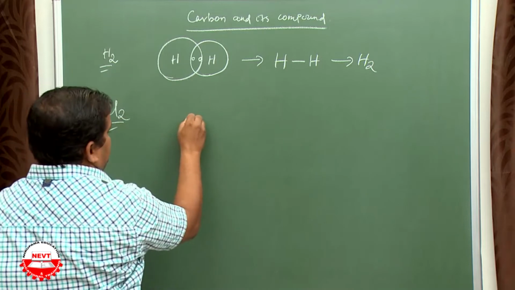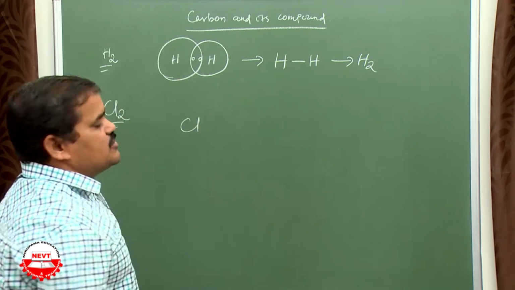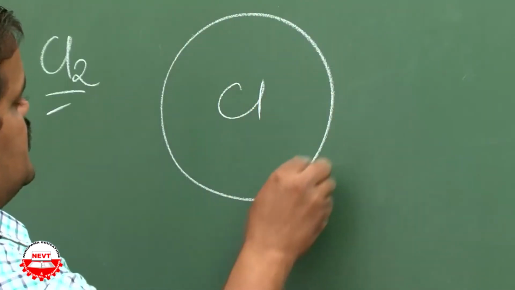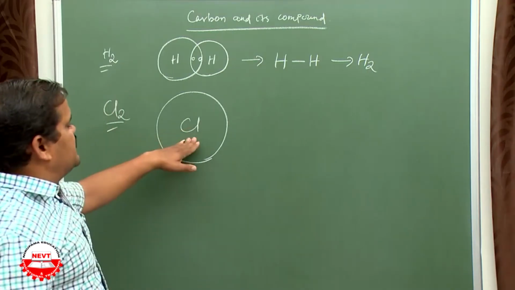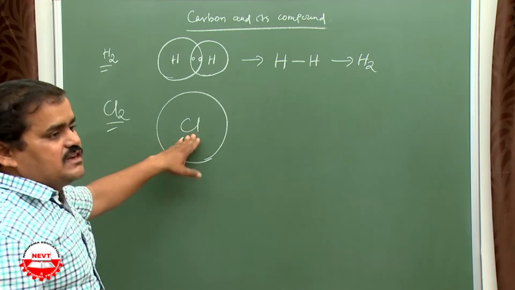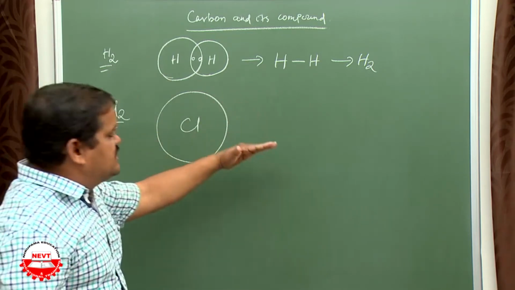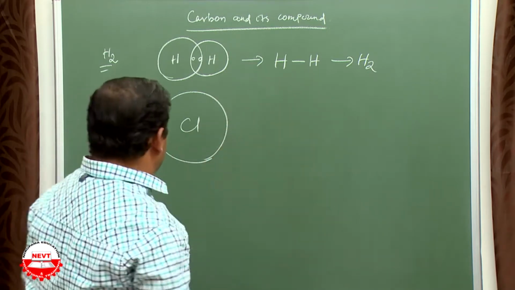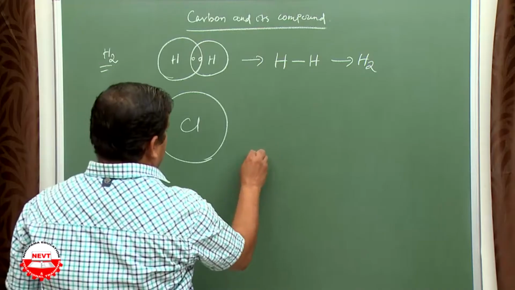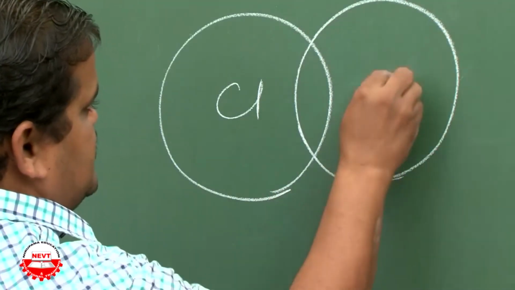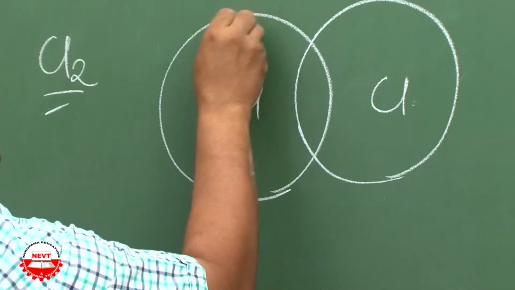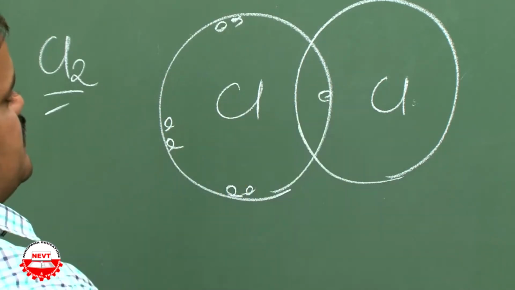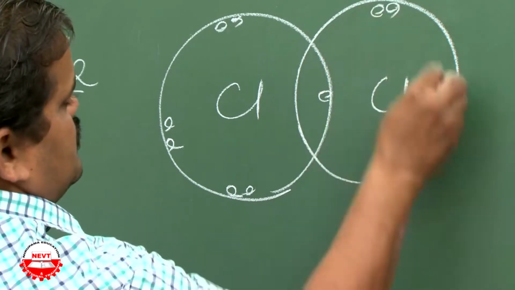Cl2. How do they form? You know that chlorine has how many valence electrons? 2, 8, 7. That means 7 valence electrons. Chlorine has 7 valence electrons. That means it needs another electron to reach its nearest inert structure. Okay? Therefore, two chlorine atoms combine with each other like this.